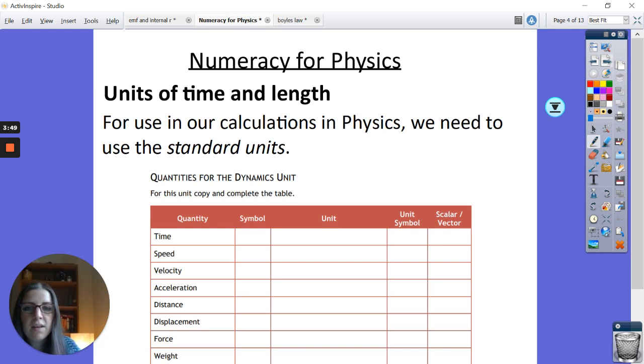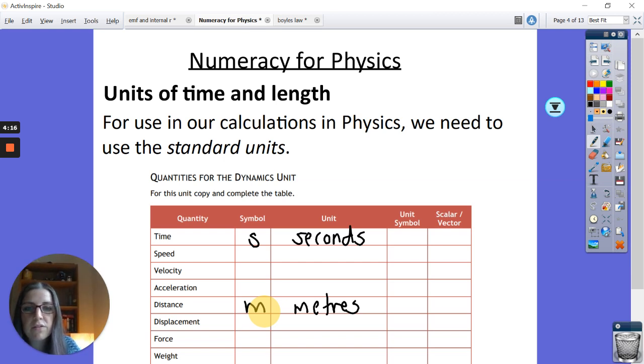We've got the units of time, and then the units are seconds. So you would mark that in as you go, and the symbol is S for seconds. Speed, meters per second, and you'll learn all of these different ones as you go along. Distance, one you probably all know already, is meters. And an M.